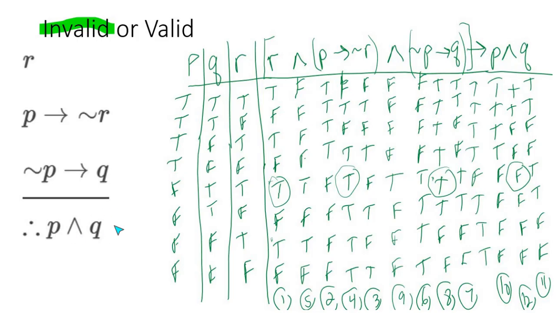So I'm going to fill in R first. So I have true, false, true, false, true, false, true, false. And then I'm going to fill in this parentheses here. So P is true, true, true, true, false, false, false, false. Negation R is false, true, false, true, false, true, false, true. And so you want to use these two to give you this one.